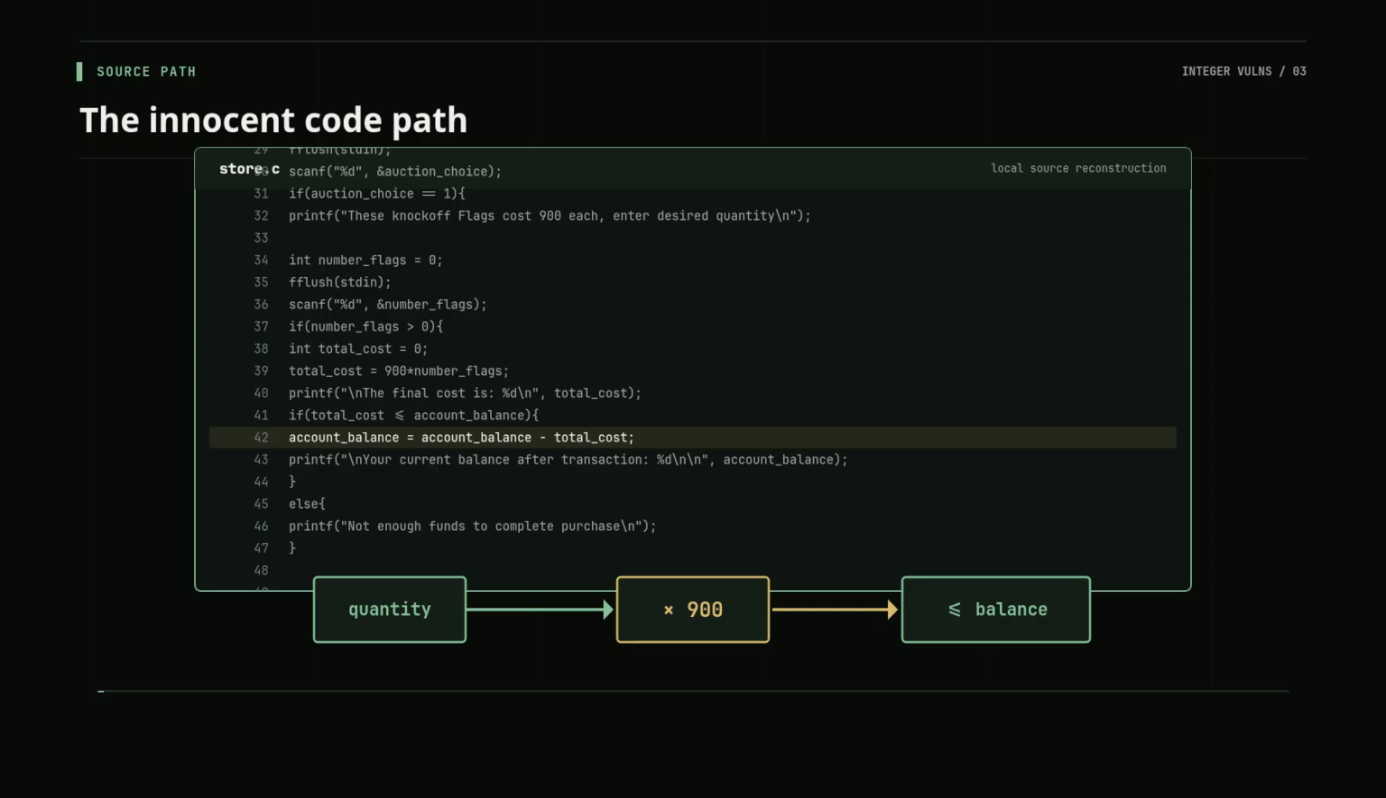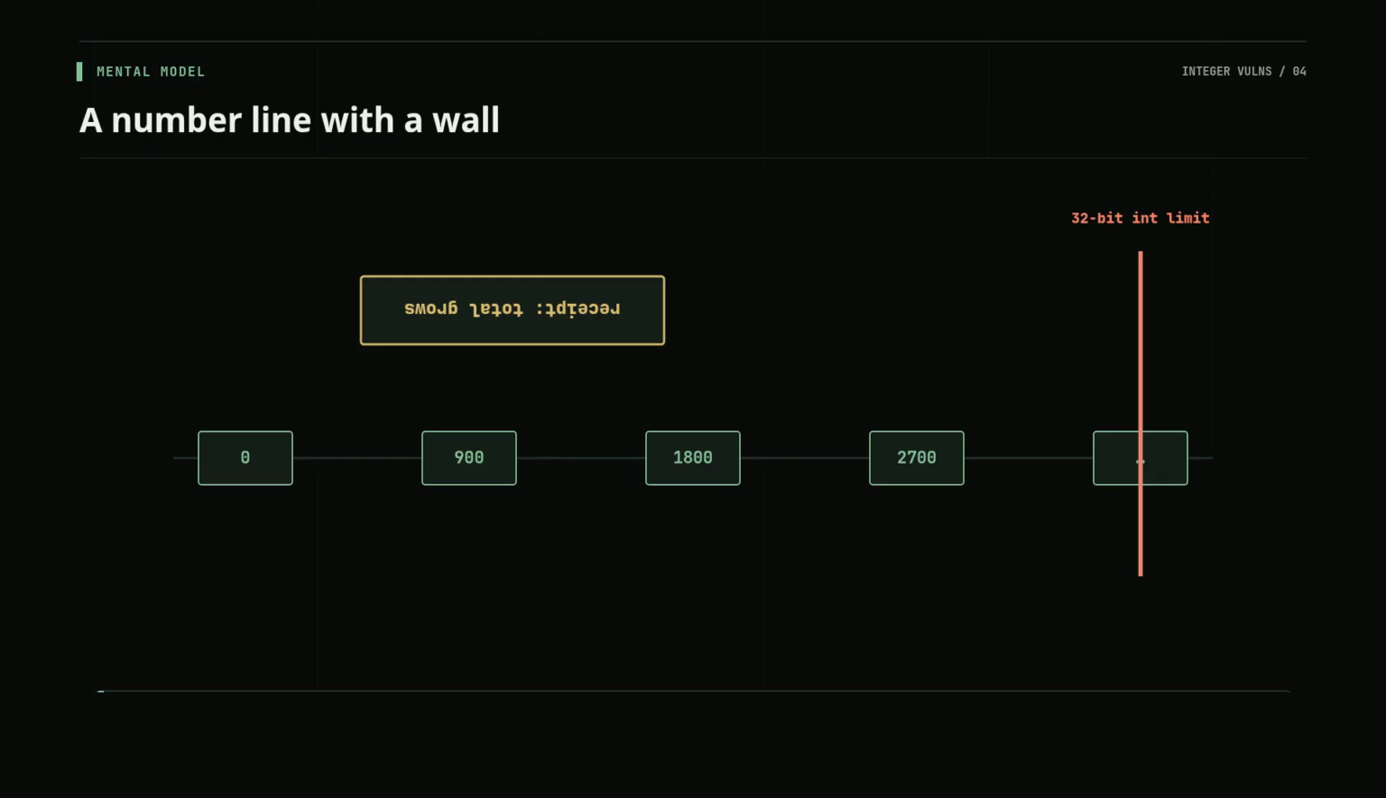That sounds reasonable. But the bug is hiding in the phrase "total cost." The program does not calculate with mathematical integers. It calculates with C integers, and C integers have walls. A beginner sees this and thinks, if I buy more flags, the cost gets bigger. One flag, 900. Two flags, 1,800. Three flags, 2,700. Eventually, the price is too high, and the shop says no.